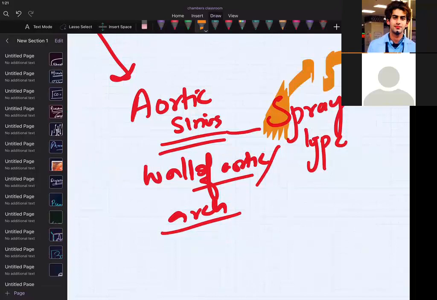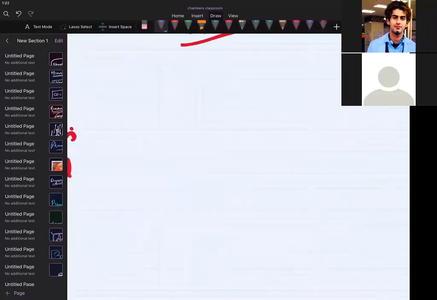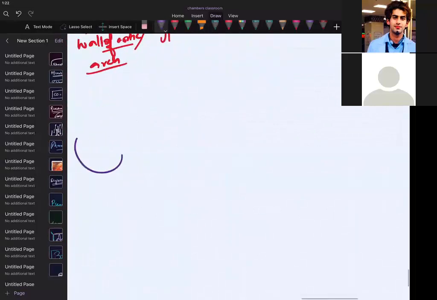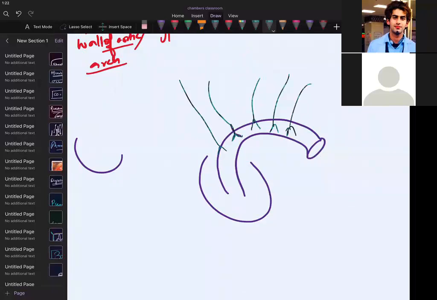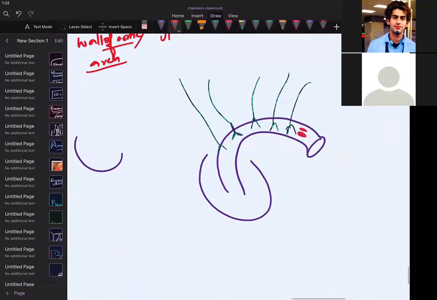Fine. Now let us make a diagram to make your life easy. If I make a small heart, I should make a big heart here. This is the arch of the aorta which is coming. So you have aortic baroreceptors. Aortic baroreceptors are pressure receptors on the wall. Fine.